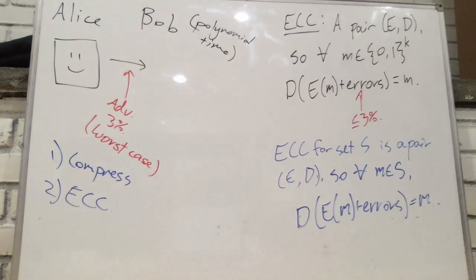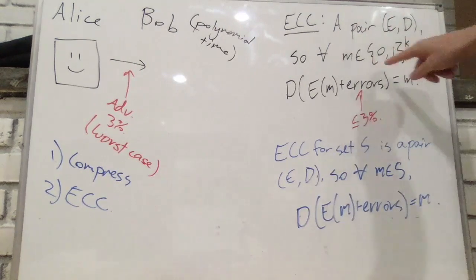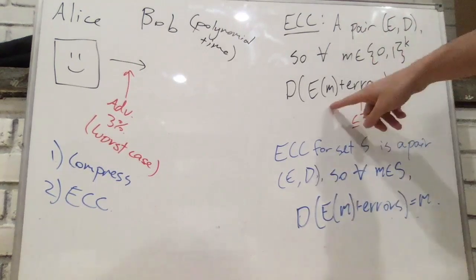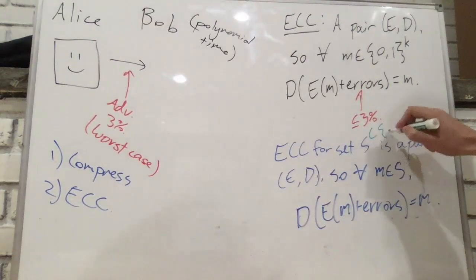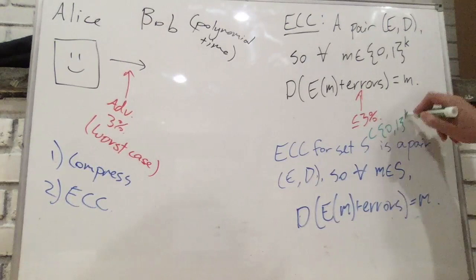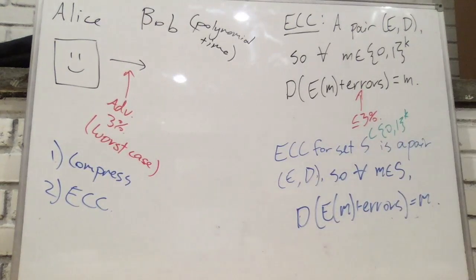The main difference is that over here, we wanted every message in 0, 1 to the K to be encoded with errors and decoded to get the original message. Over here, we only want messages in S to be properly decoded. So we can imagine S as some subset of 0, 1 to the K. We can think, for example, of S as the set of all valid images.